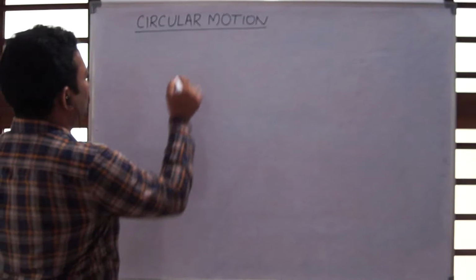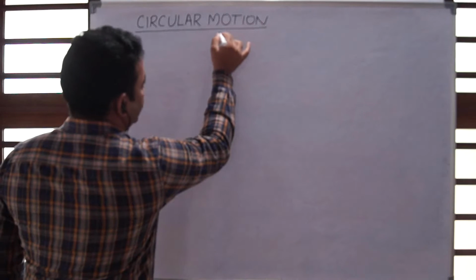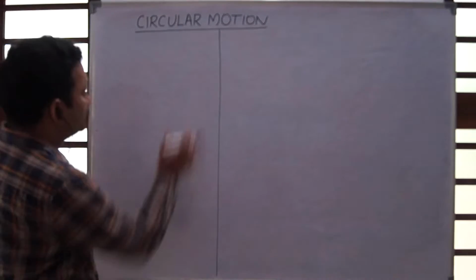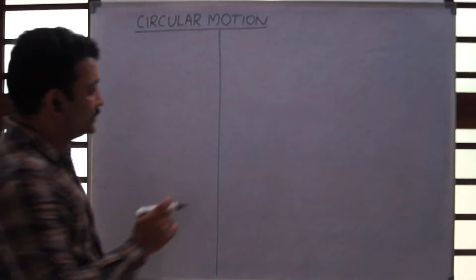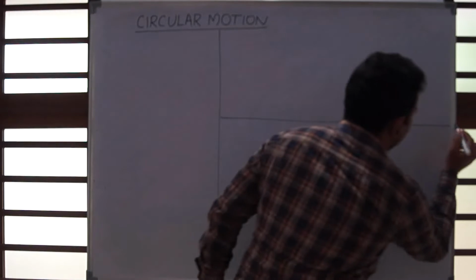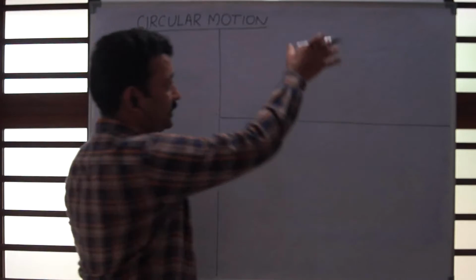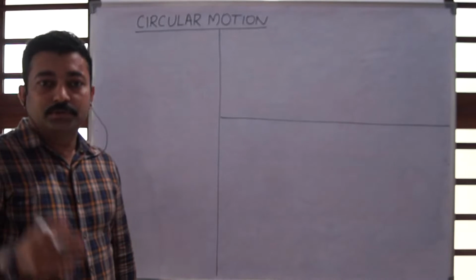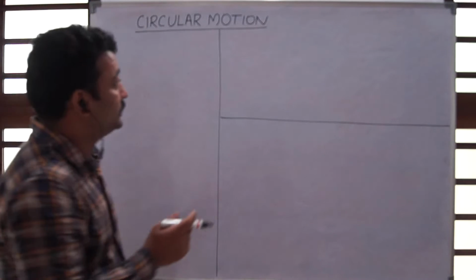So I would like to divide this board into two sectors. This side will be for our explanation, this side will be for the final results, and this side will be for making diagrams. Circular motion for us to learn.